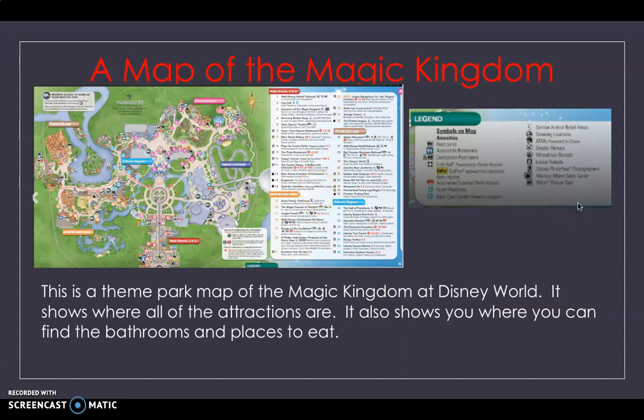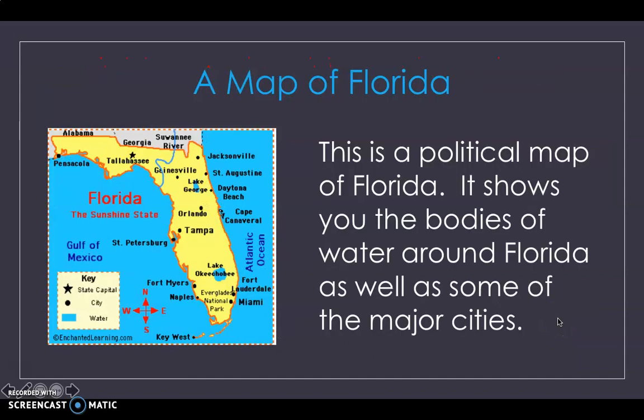Now, this map has a compass rose also right up here in case you needed help finding your way around the park, in which direction to go. And then if you look at this legend, it shows you what each symbol is on the map. So for example, here, this shows you where the bathrooms are if you are in a wheelchair. Or this symbol over here shows you where the regular bathrooms are. Those are just some examples. Let's go on and find out another map.